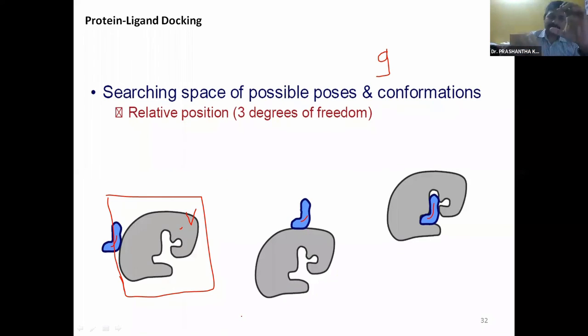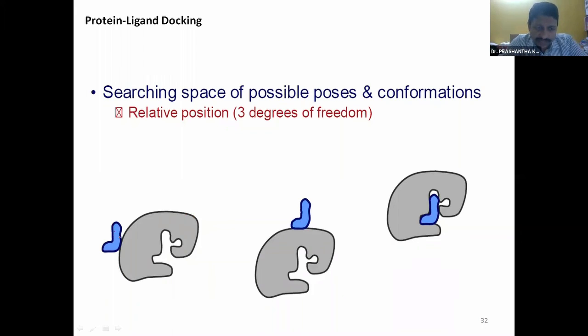When I set the grid box to the entire protein, it may go inside and interact once, go on the top and interact there, third, fourth, fifth. So we will have 9 energies associated with each ligand. When I have 3 ligands and 1 protein, that is 9 into 3, so we will have around 27 conformations generated.